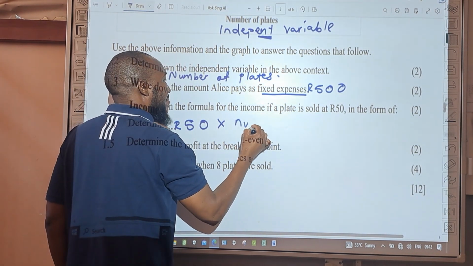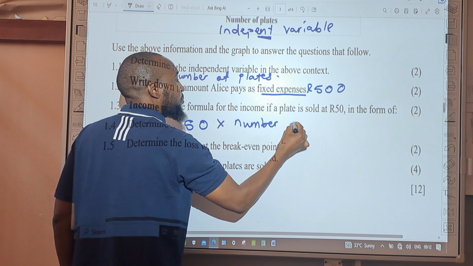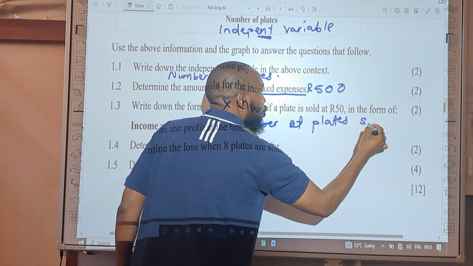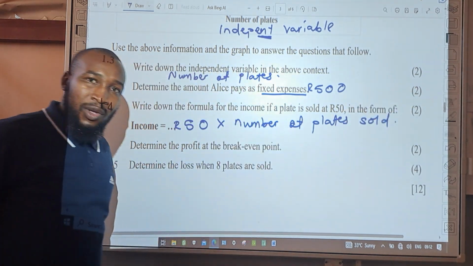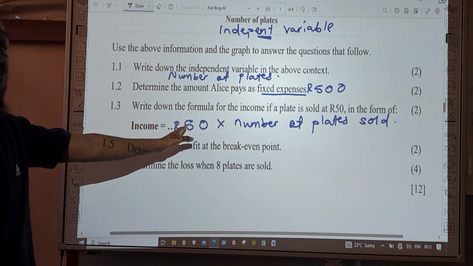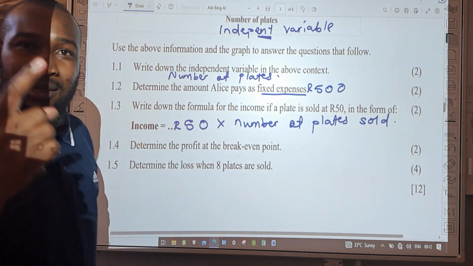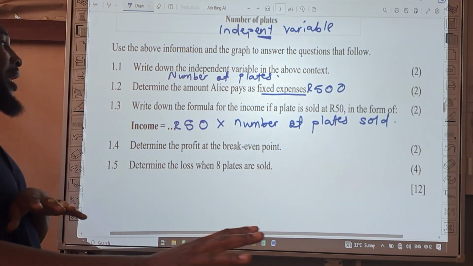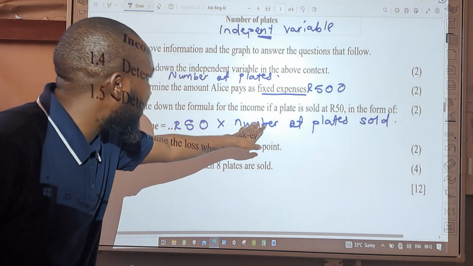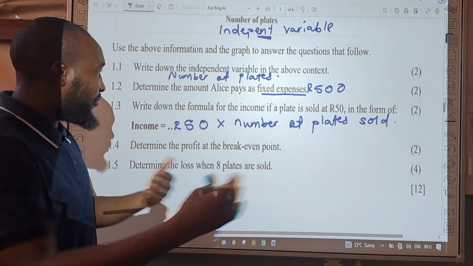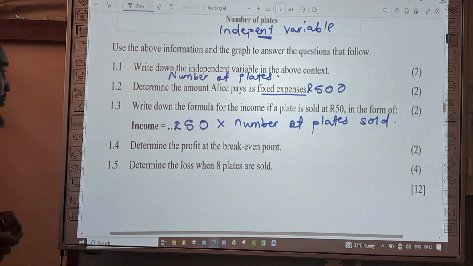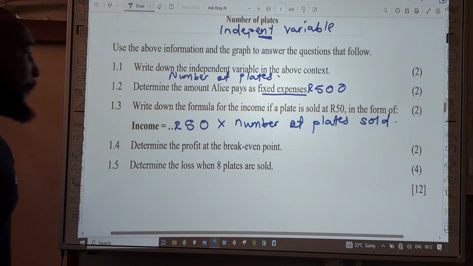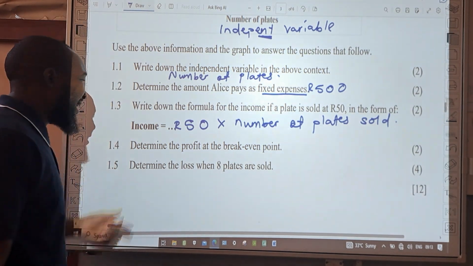Multiplied by the number of plates sold. You understand? 50 rands, you sell one plate, you make 50 rands. 50 rands, you sell 2 plates, you make 100 rands. You sell 3 plates, so you will just be substituting with the number of plates that are sold in a month. 1.4. Determine the profit at the break-even point.